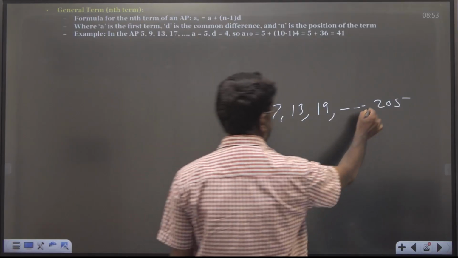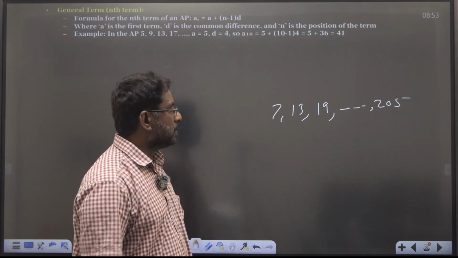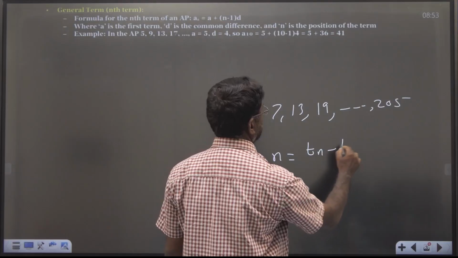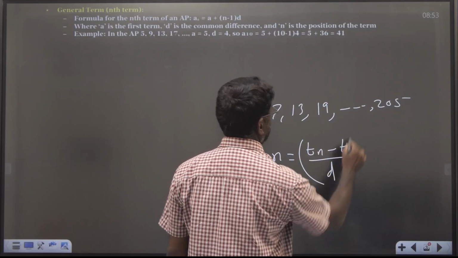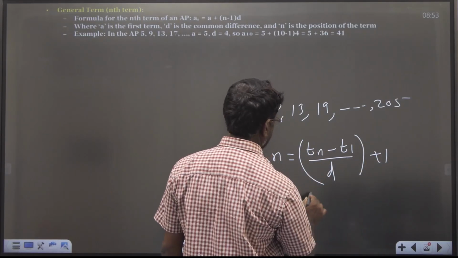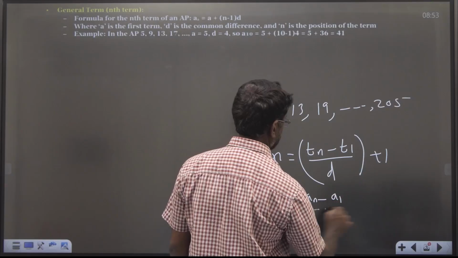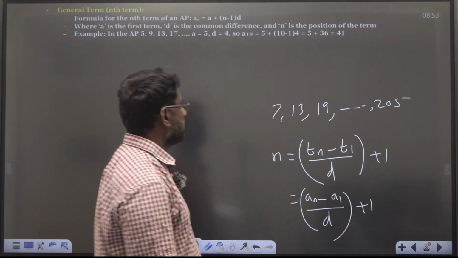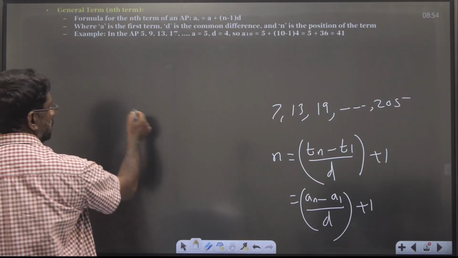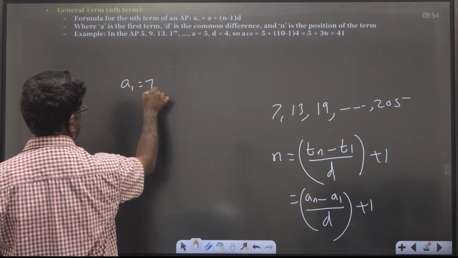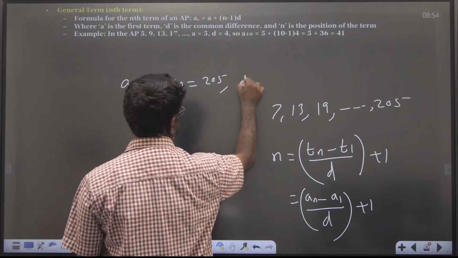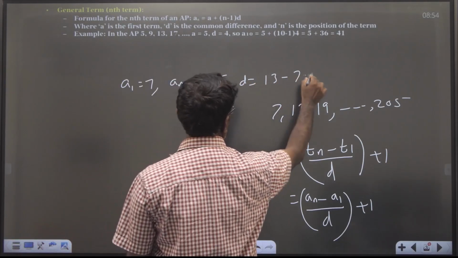Okay. Already I have given you a formula. Number of terms n is equal to (Tn minus T1) by d plus 1, or (An minus A1) by d plus 1. Both are same. An is the last term, A1 is the first term. Here A1 is 7, last term An is 205 and d is equal to 13 minus 7, that is 6.